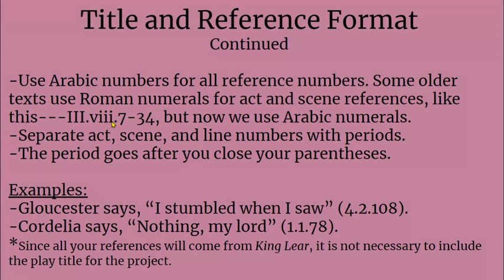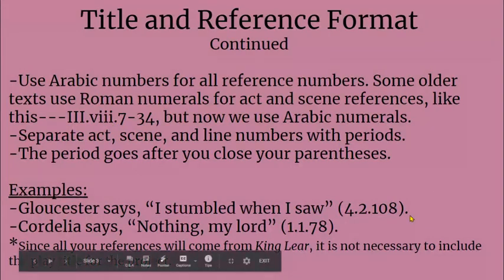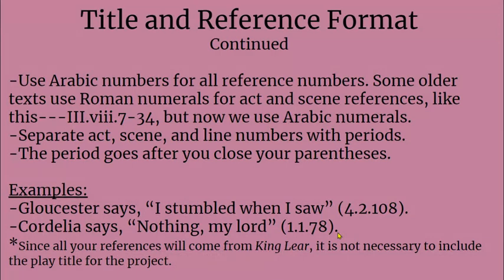All right, so you separate the act, scene, and line numbers with periods, and the period goes after you close your parentheses. So, for example, Gloucester says, "I stumbled when I saw." All right, and then that's coming from Act 4, Scene 2, line 108. And you see I put my period right here. It doesn't go inside the quotes. It goes after the closed parenthesis. All right, Cordelia says, "Nothing, my lord." That's from Act 1, Scene 1, line 78. Again, my period comes after the closed parenthesis.